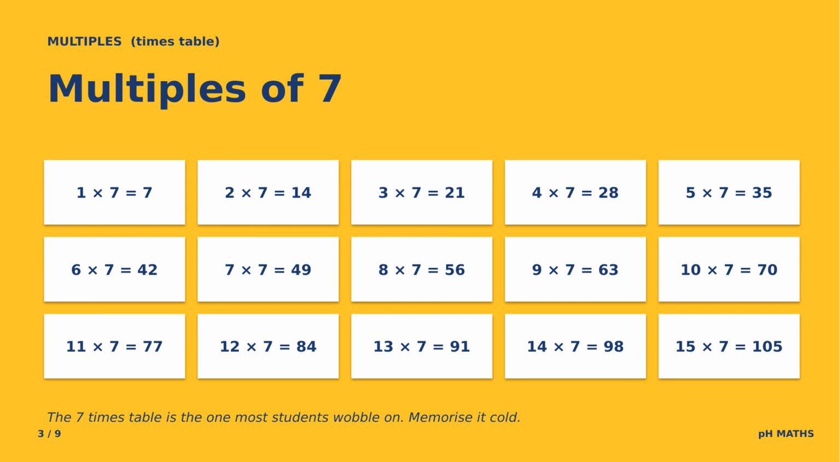Times table. 1 7 is 7, 2 7s are 14, 3 21, 4 28, 5 35, 6 42, 7 49, 8 56, 9 63, and 10 70. The middle ones, 6 7s 42, 8 7s 56. That's where most students wobble. Memorize the 7 times table cold. It shows up in factor questions, in fraction simplification, and in hidden multiples like 77 and 91.